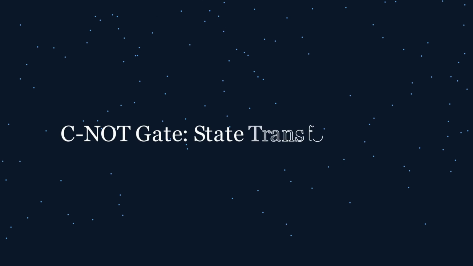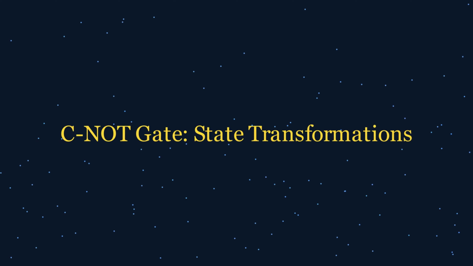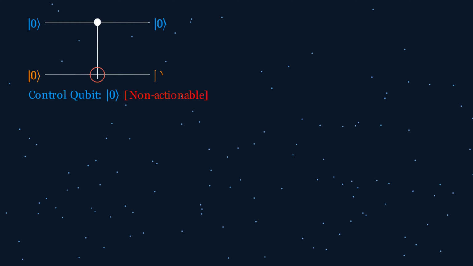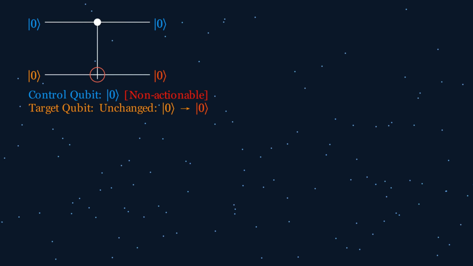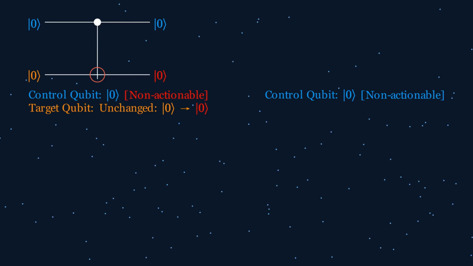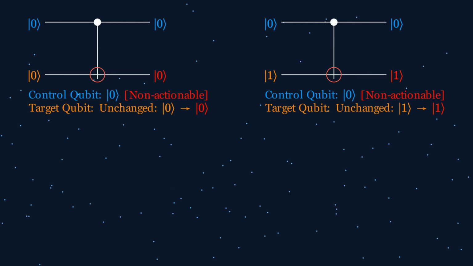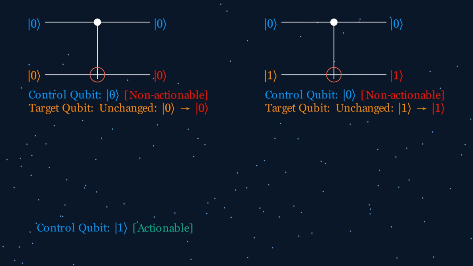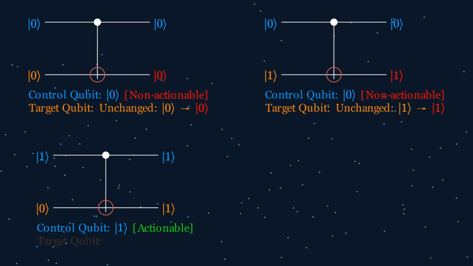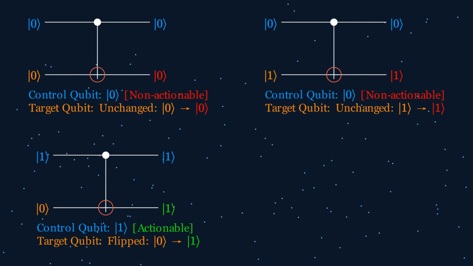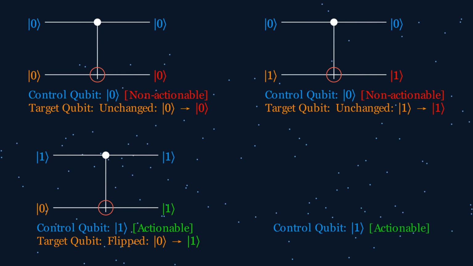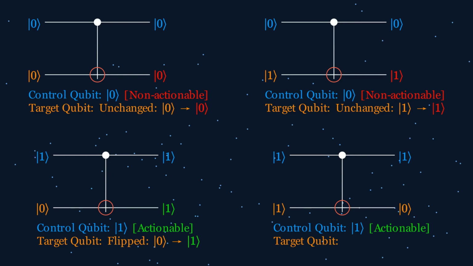Now let's look at the CNOT gate state transformations. If the control qubit is in state 0, or non-operational, the target qubit remains unchanged. If the control qubit is in state 1, or operational, the CNOT gate flips the target qubit. 0 becomes 1 and 1 becomes 0. For clarity purposes, you can see the impact in red and green color.